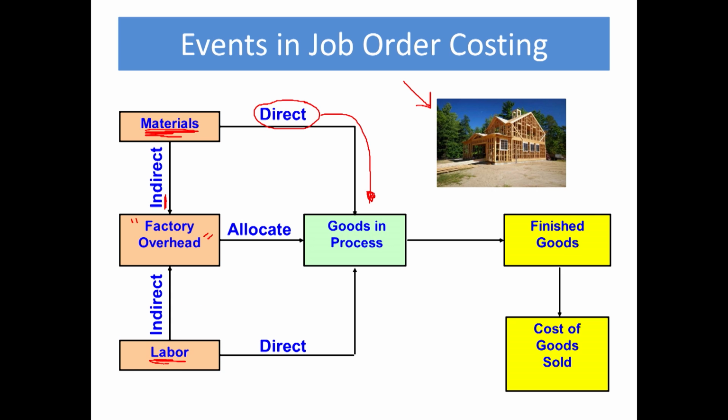What about labor? Well, labor that is direct can be directly traced to this job. And that's easy. When you think about certain people who show up at this work site and work on that house all day, that's direct labor, isn't it? But there's other labor that is indirect. And just like indirect materials, it gets accumulated in factory overhead. These items can be directly traced to the job. These items are accumulated in factory overhead, and they cannot be directly traced to the job.